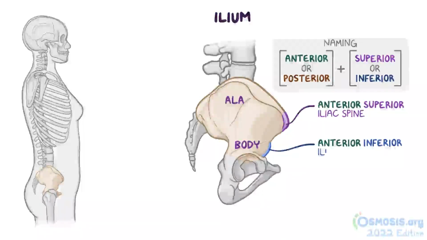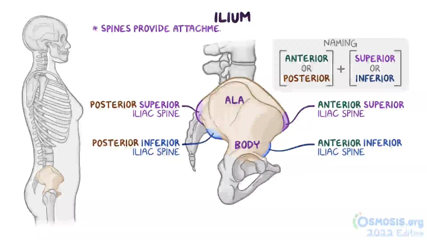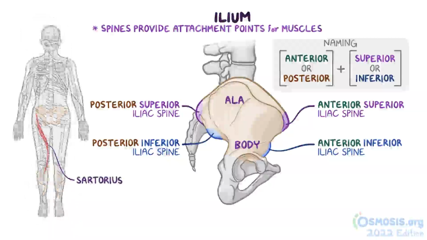Now, looking at the ilium from a posterior view, we can see the remaining two spines, one superior and, again, one inferior. If we follow the rule just mentioned, we can name them easily. The superior one is called the posterior superior iliac spine, and the inferior one is called, wait for it, posterior inferior iliac spine. The main function of the spines is to provide attachment points for various muscles. For example, the longest muscle in the body is called the sartorius, and it attaches to the anterior superior iliac spine.